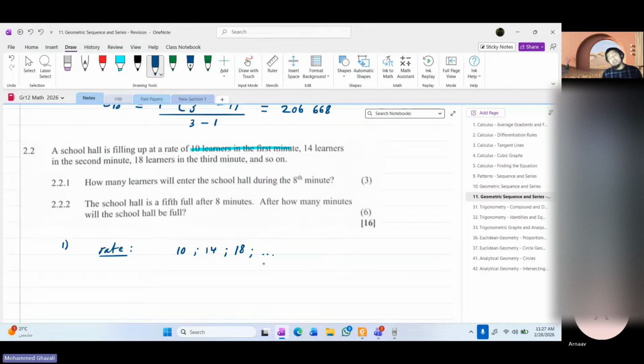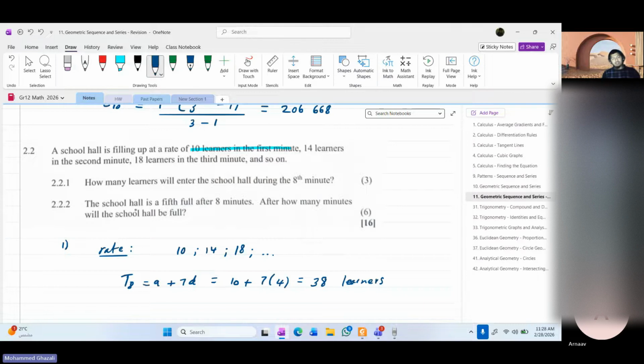Then the 8th minute will be T8, right? So we can see this is an arithmetic progression. So T8 is equal to A plus 7D. What's A? 10 plus 7 times, what's the difference? 4. 7 times 4 is 28. 28 plus 10 is 38. It's going to be 38 learners. How many learners? 38.